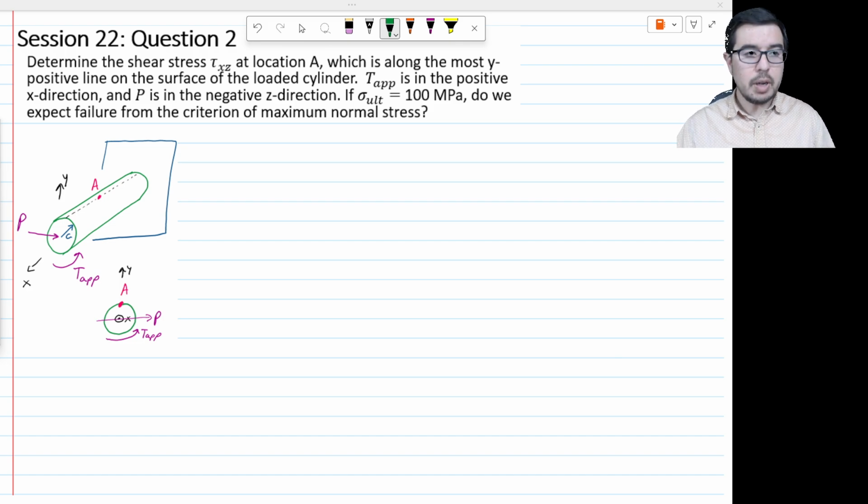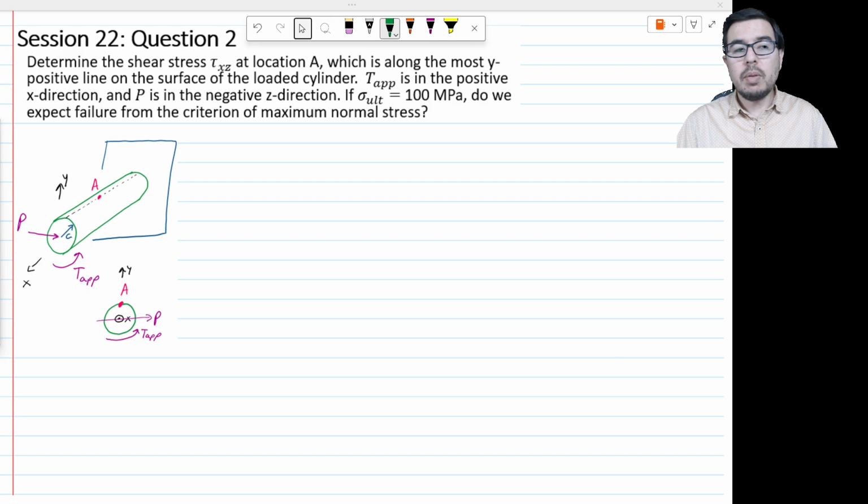Well, there are a couple of things to note. One of which is that we have our variables T app and P for the loads being applied to the system, which means that we won't be able to come up with a definitive answer if we have met or exceeded the criterion of maximum normal stress with a definitive number. Because depending on what P and T app are, we would be able to be below the limit or above the limit.